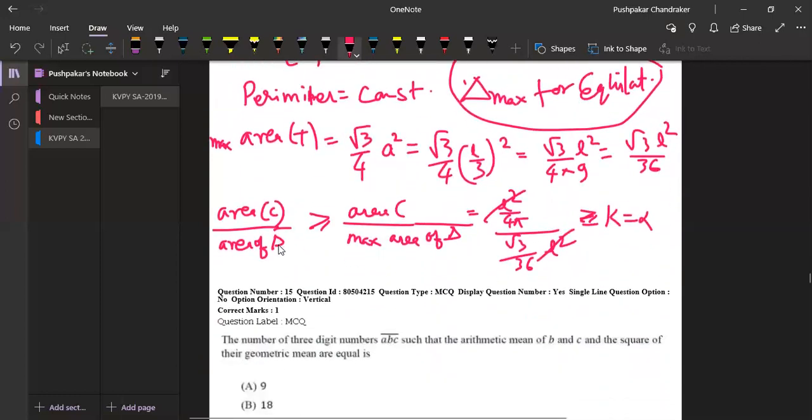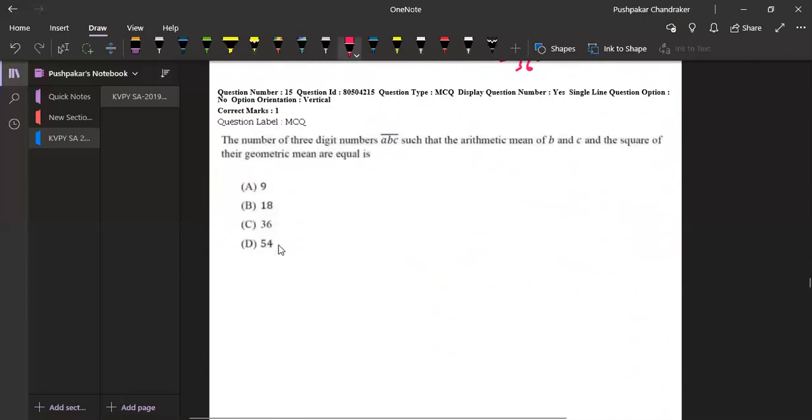Fine. Let's go to question number 50, the last question for part A. A 3-digit number ABC is such that the arithmetic mean of B and C, which is B plus C by 2, is equal to the square of the geometric mean, which is root BC.